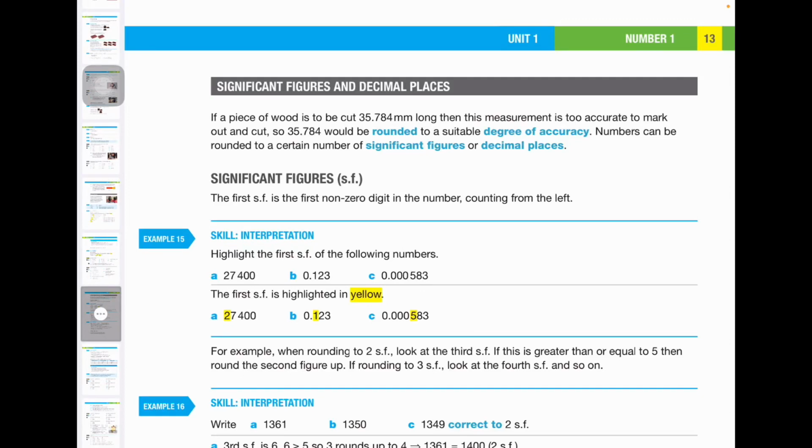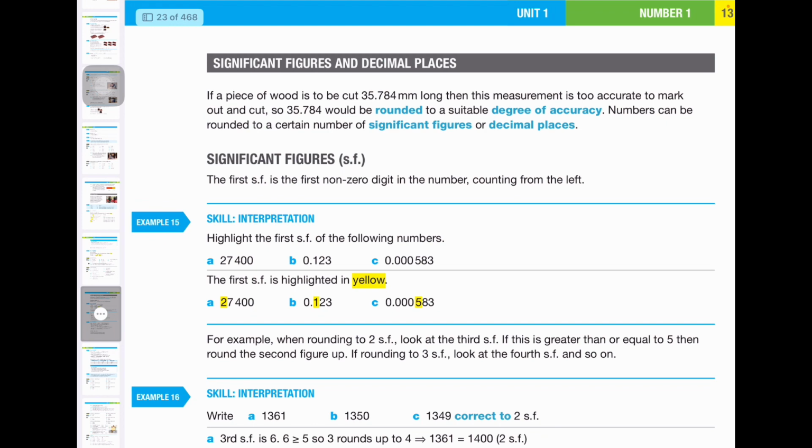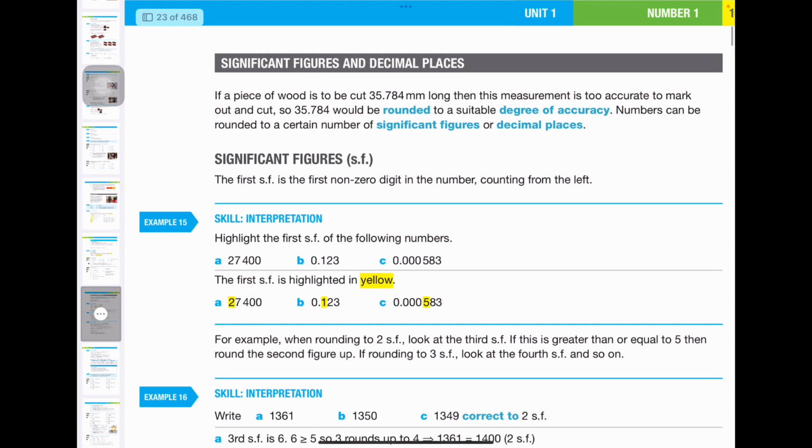Today we're going to move on with the next part of Unit 1 under Numbers 1, which is your significant figures. For significant figures, we usually have to use it in physics, scientific calculations, as well as obviously for this math. And we will be looking at first and second significant figures.